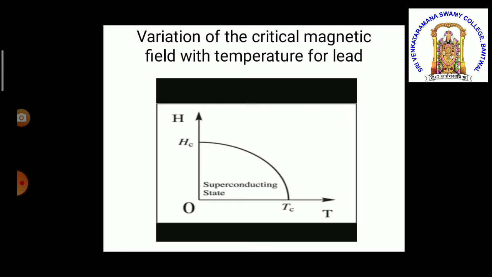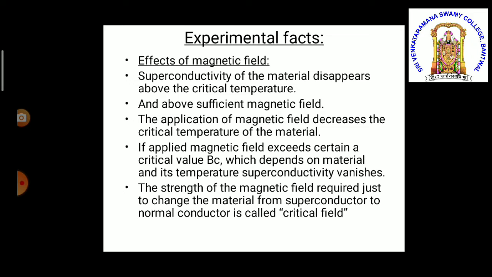From this graph you can see that inside the curve the material is a superconductor, above which the material is a normal conductor. So now what is critical field? The strength of magnetic field required to just change the material from superconducting state to normal state is called critical field.